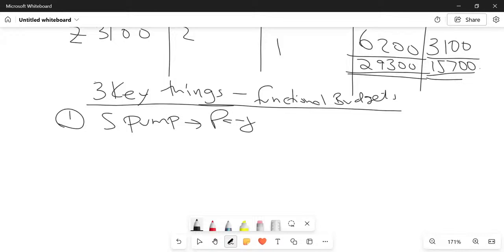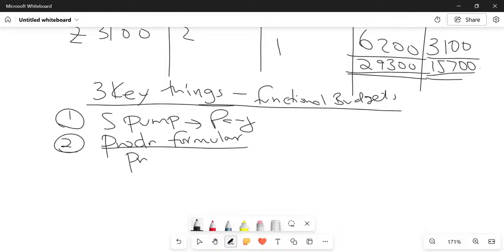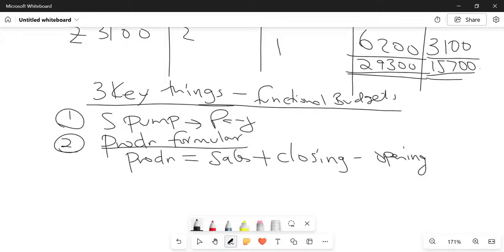And then number 2, ladies and gentlemen, is about production. Anytime they want us to give them the production formula, please never forget the production formula. Production is sales plus closing minus opening. Very important for us to cram this whenever it comes to functional budgets.